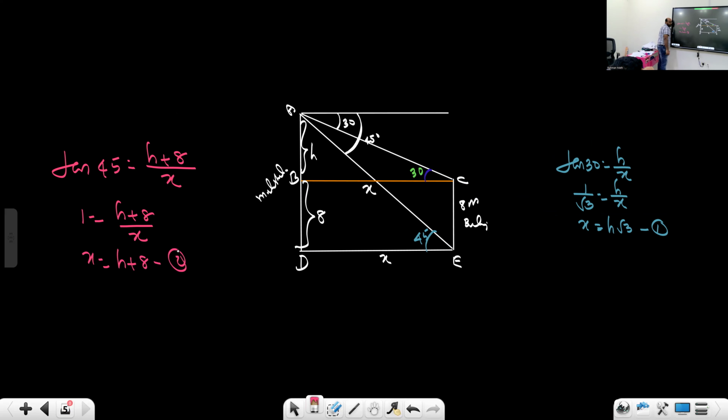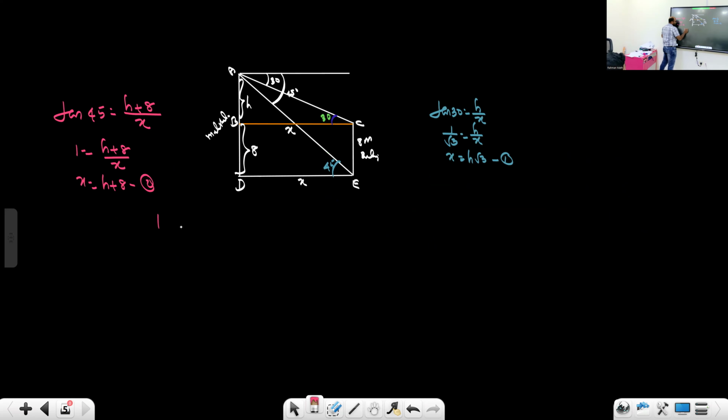From 1 and 2, what can we write from 1 and 2? H plus 8 equal to H root 3, or H root 3 equal to H plus 8. Both will be fine. Now, many people are making basic mistakes here, so be careful.